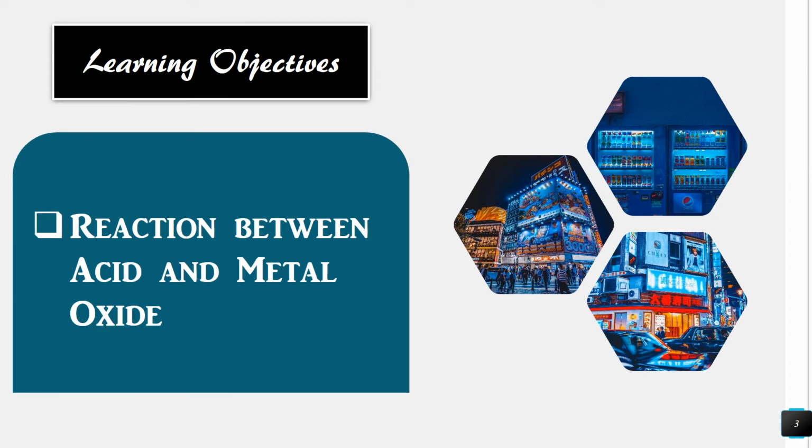Dear students, in our today's lesson, we will talk about the reaction between acid and metal oxide. Before we studied the reactions of acid with metal carbonate and pure metal. In both cases, neutralization reaction takes place.